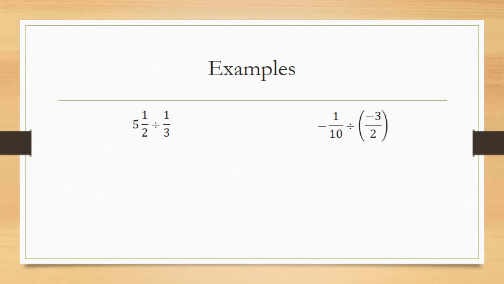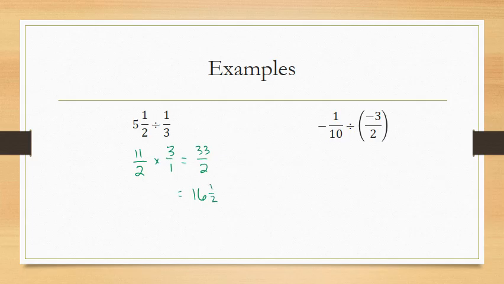Now, change my mixed number to an improper fraction. 5 times 2 is 10, plus 1 is 11, over 2, I'm sorry. Change divide to multiplication, and flip my fraction. 3 times 11 is 33 over 2. Now, 33 divided by 2, so I can change it to a mixed number, is going to give me 16 with 1 left over.